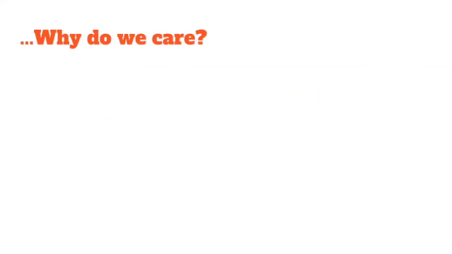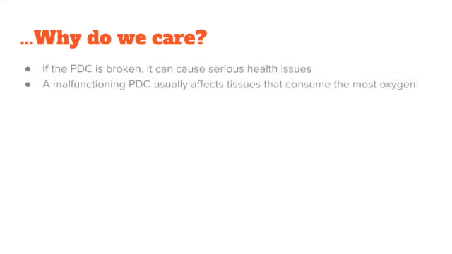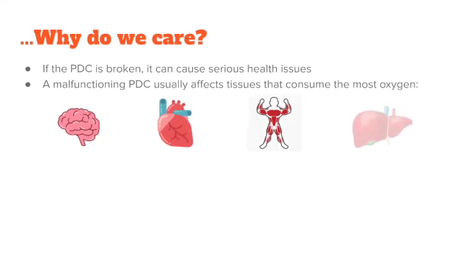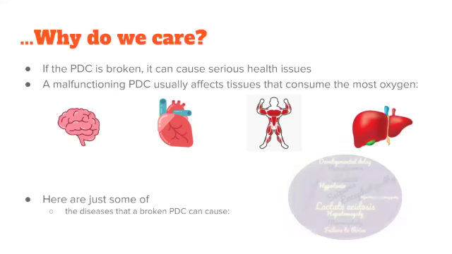Why do we care? If the PDC is broken, it can cause serious health problems because it targets tissues that consume a lot of oxygen, such as the brain, heart, muscle, and liver tissues, which are all very important for bodily function. Here you can see a diagram of just a few of the diseases that a broken PDC can cause.